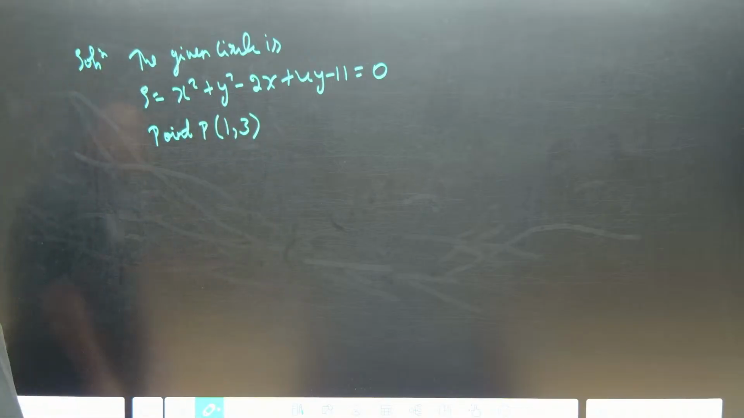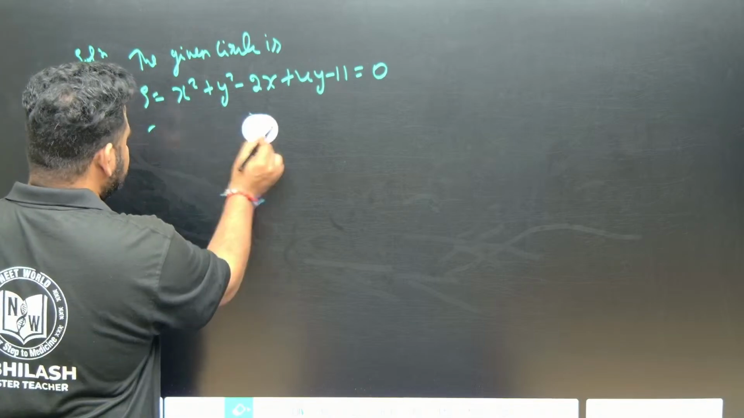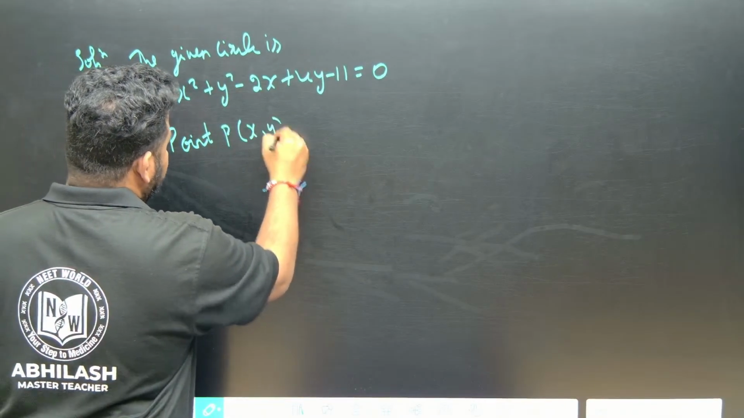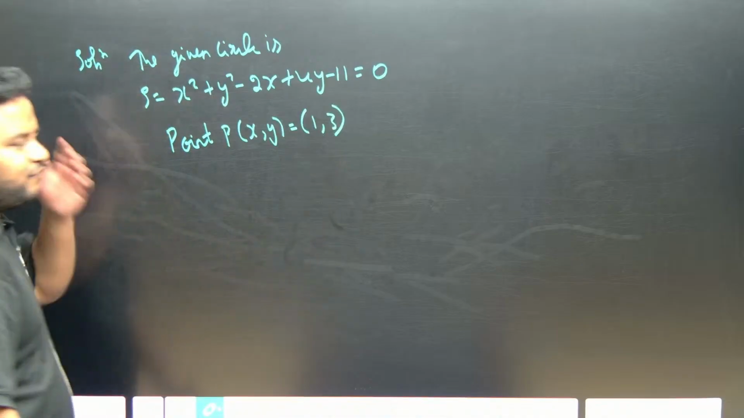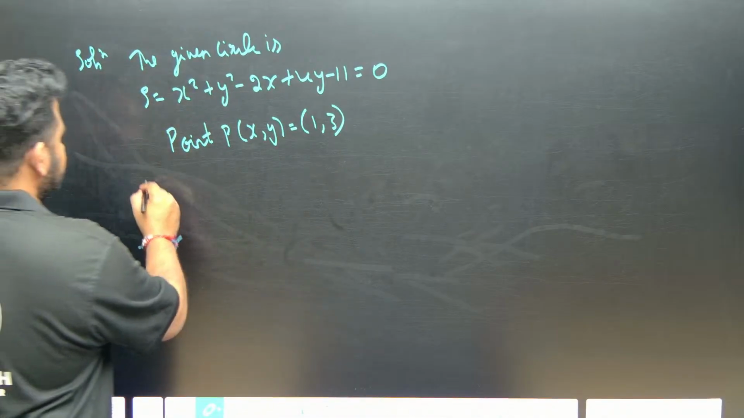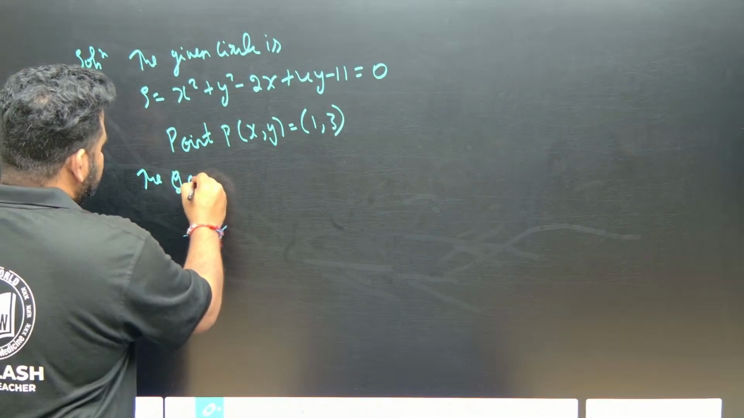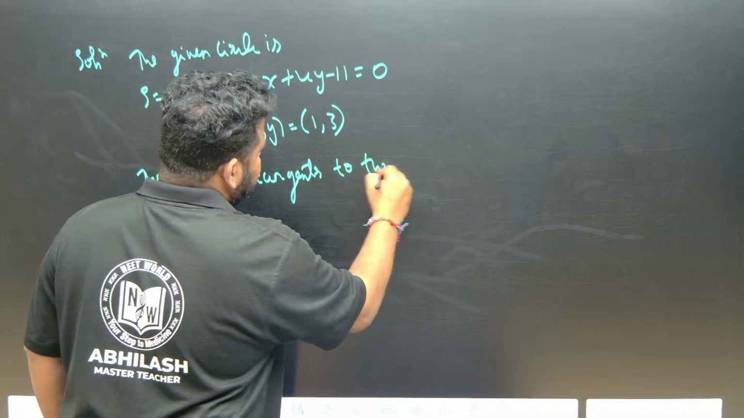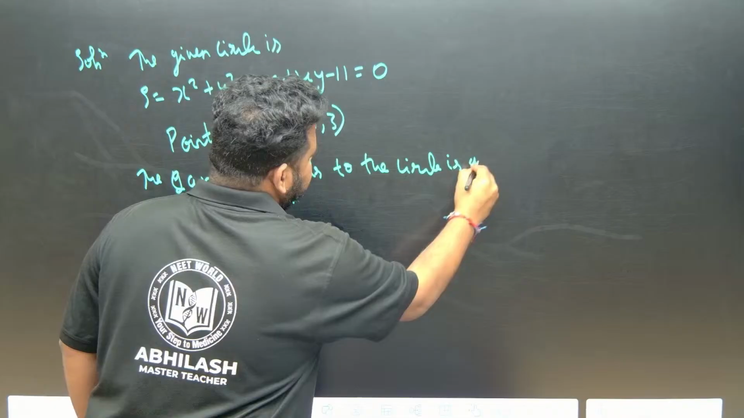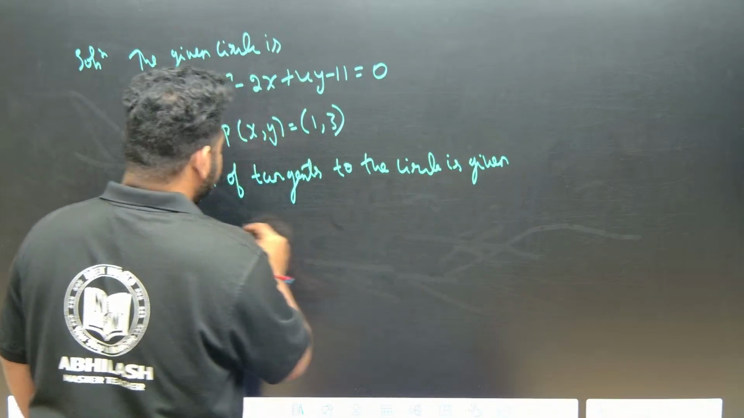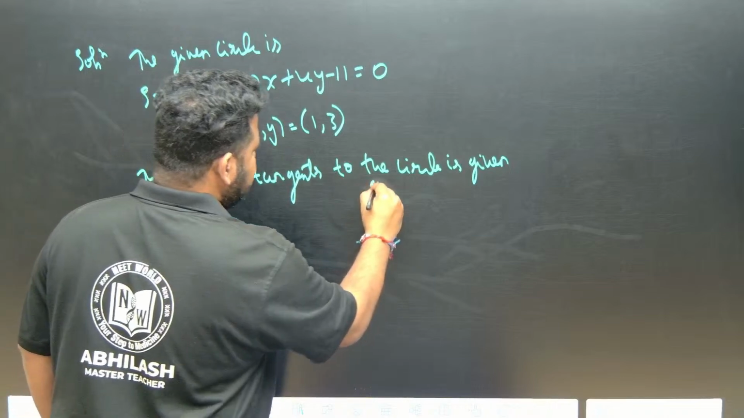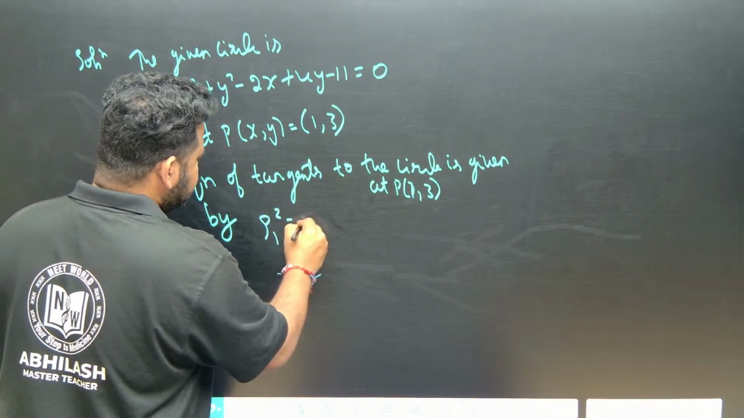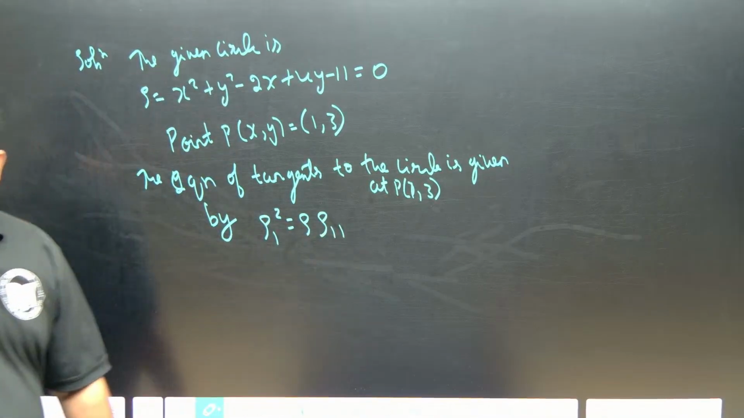This is what they are asking. Point P (x1, y1) is equal to (1, 3). So how to find this? The equation of the pair of tangents to the circle from the point P (1, 3) is given by S1 square is equal to S into S11.